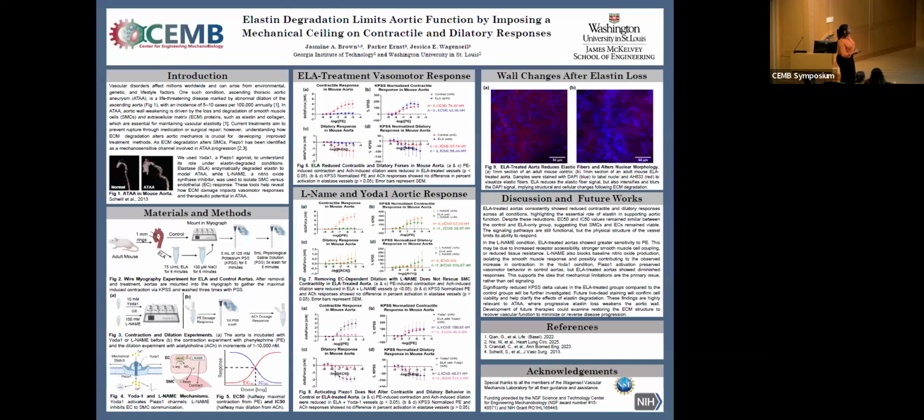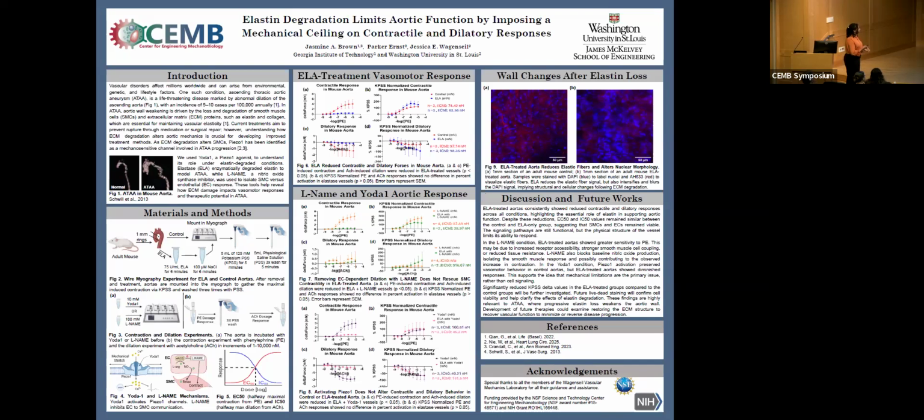And then we can go into our L-NAME and Yoda-1 responses. So L-NAME, just to remind you, inhibits the eNOS pathway, allowing SMCs to contract more in both the contraction and dilation response. So that's what we expected to see. And we did see that in our L-NAME alone.